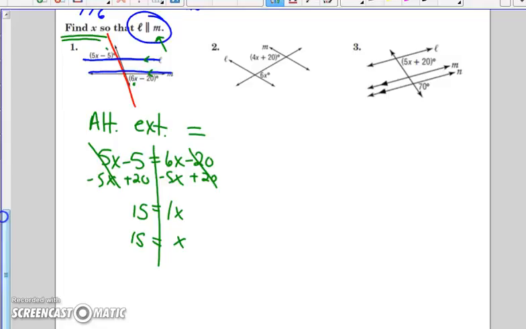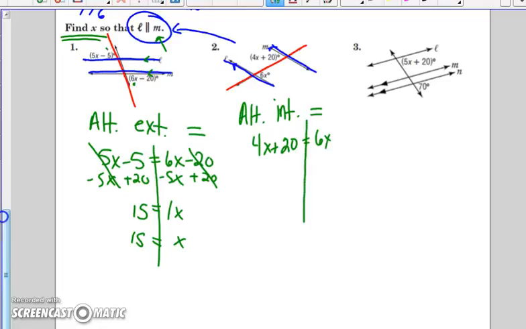The next one again, what one line touches both, so this would be my transversal. And then the two lines here, again it's L and M. They told you that L and M are parallel. Those angles are both on the inside, so they're interior angles. They're on different sides. And if those lines are parallel, then alternate interior angles are equal. So that means that 4x plus 20 is going to be equal to 6x. So we're going to subtract 4x from both sides. So that means that 20 is equal to 2x.